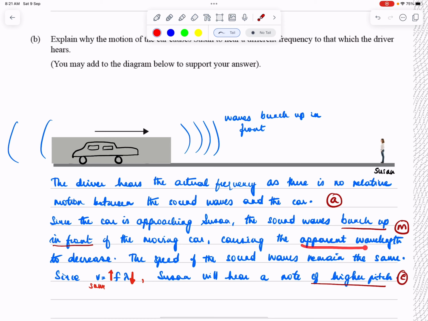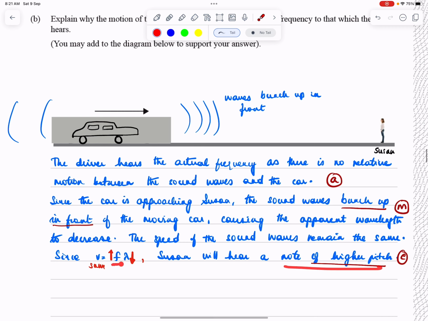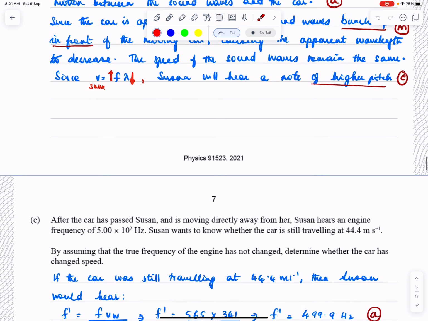Since the car is approaching Susan, the sound waves bunch up in front of the moving car, causing the apparent wavelength to decrease. The speed of the sound waves remains the same. That doesn't change. So when wavelength decreases, frequency will increase. So she will hear a note of a higher pitch. So higher frequency means higher pitch. And if you said all that, that's Excellence.